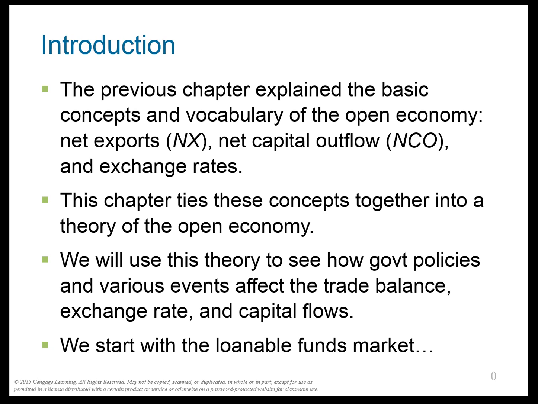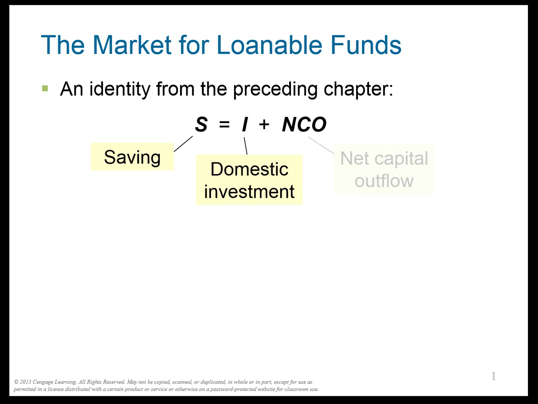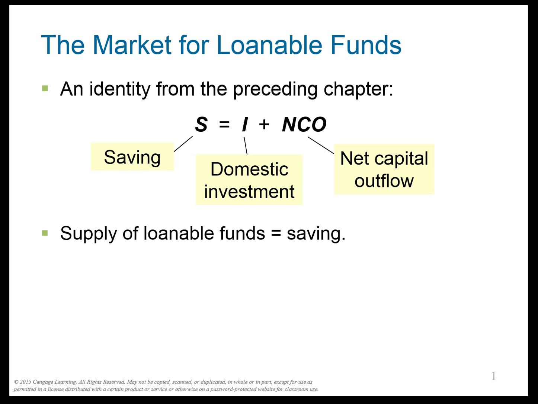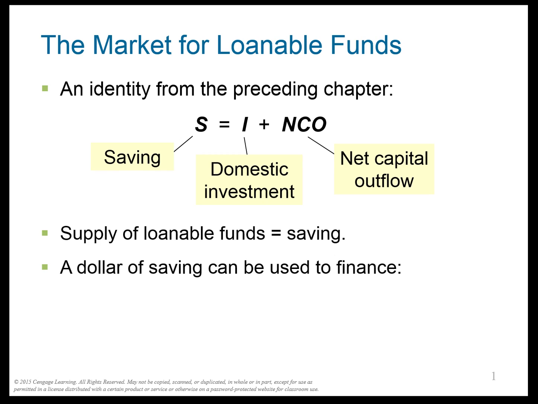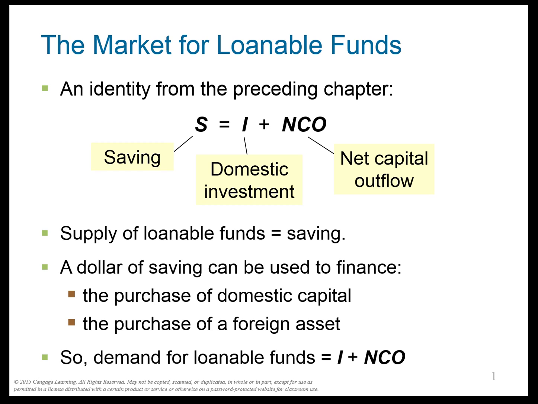Okay, so let's remind ourselves what the loanable funds market does. In the previous chapter, we found that in an open economy, saving is equal to investment plus net capital outflow. Remember that this part was true in the closed economy, and we didn't have NCO in the closed economy, and so this is going to be very similar to the market for loanable funds you've seen before, okay? Where does the loanable funds come from? Savers. Where's the demand curve for loanable funds? Well, it comes from purchase of domestic capital, that's the I, or the purchase of a foreign asset, that would be NCO, all right? So demand for loanable funds is equal to I plus NCO.